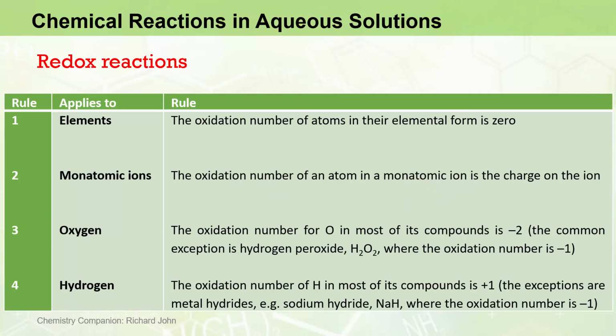Rule 3 is about oxygen atoms within compounds. The oxidation number for an oxygen atom in most of its compounds is -2. The only common exception to this rule that we need concern ourselves with is the compound hydrogen peroxide, H2O2, where the oxidation number of oxygen is -1. Rule 4 is about hydrogen atoms within compounds. The oxidation number for a hydrogen atom in most of its compounds is +1. The only common exceptions we need concern ourselves with are metal hydride compounds, such as sodium hydride, where the oxidation number of hydrogen is -1.